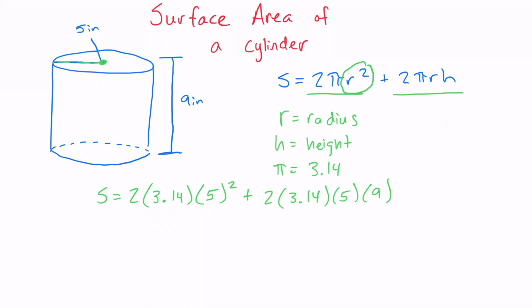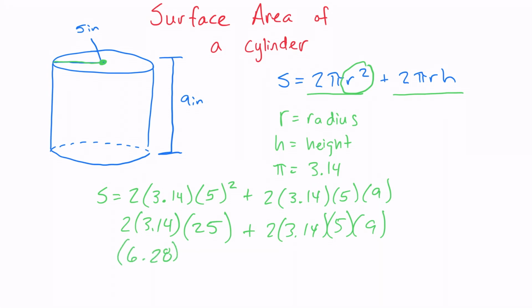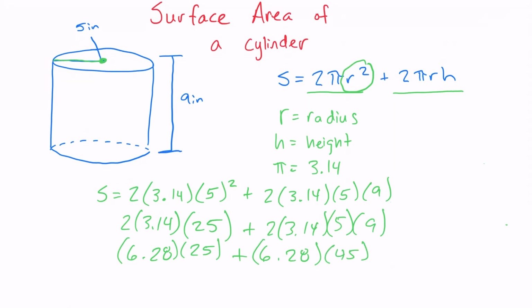So let's start simplifying. We always start with our exponents. 5 squared is 25, and this is being multiplied by 3.14 times 2 and added to 2 times 3.14 times 5 times 9. 2 times 3.14 is 6.28, and this is going to be multiplied to 25. And then we're also adding to that 2 times 3.14, which is also 6.28, times 5 times 9, which is 45.